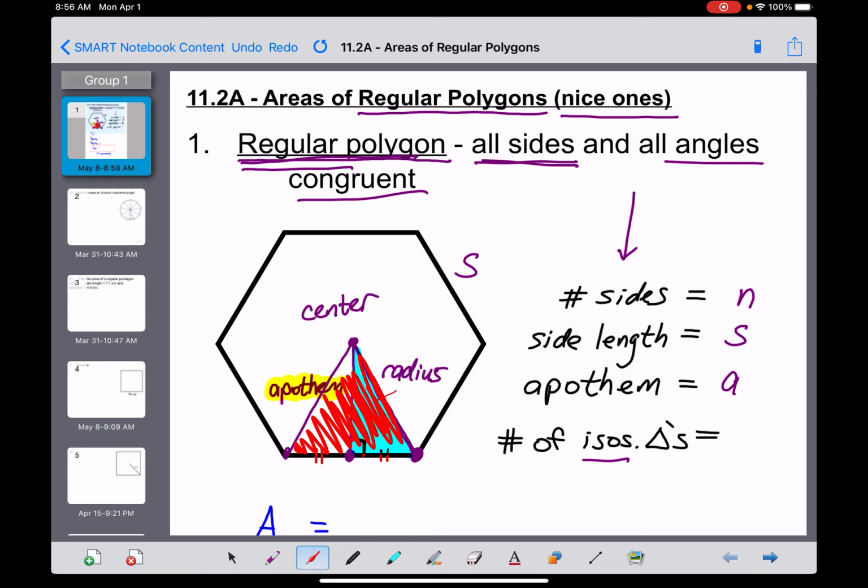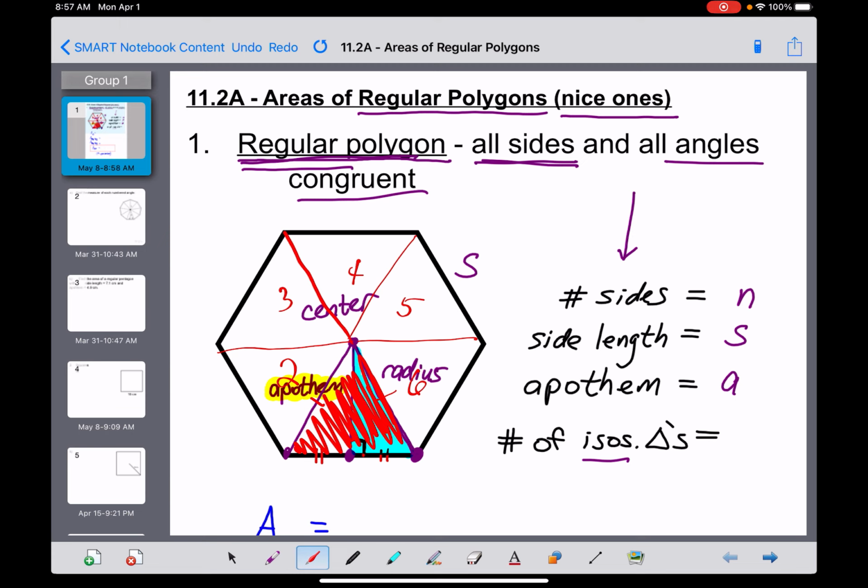Every radius within a regular polygon is going to be congruent to itself. So what I have there in red is one isosceles triangle. Well, here's a second one. Here is a third one. Here is a fourth one. I've got a fifth one here and a sixth one right here. So in this particular figure, I have 6 of those isosceles triangles.